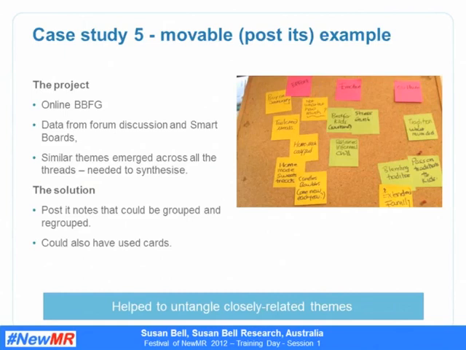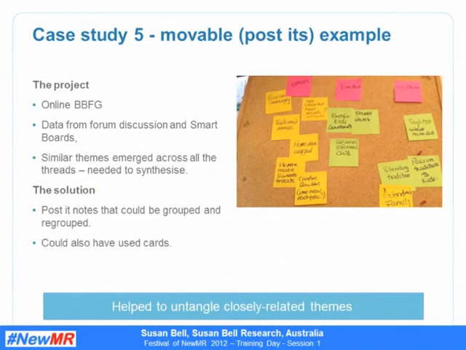I started out with yellow, green, and pink. But the yellow ones then split up, some went into effort and some went into culture, and then some of the culture ones split up and went into emotion. So it's that sort of thing, really identifying the themes by moving things around. It helped to untangle those closely related themes, which is what I have said there.